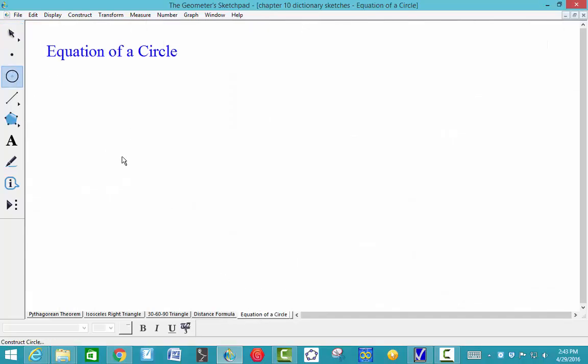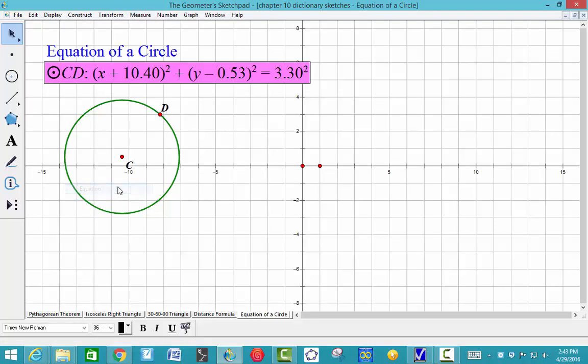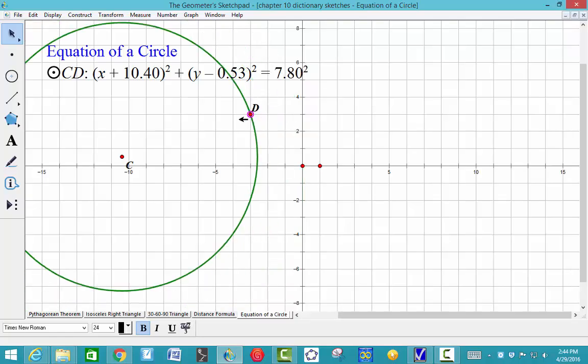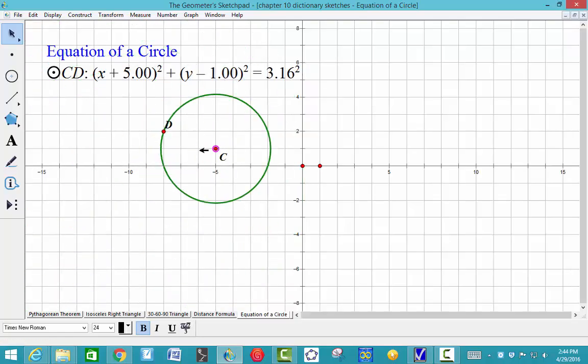Equation of a circle. To finish it up, here's our circle. As long as the circle is highlighted, we can measure the equation. So the equation of a circle. So as this gets bigger, the radius gets bigger. As I move this center, the location of the center changes.